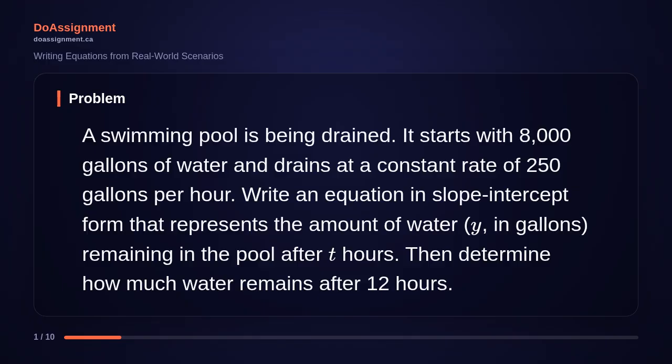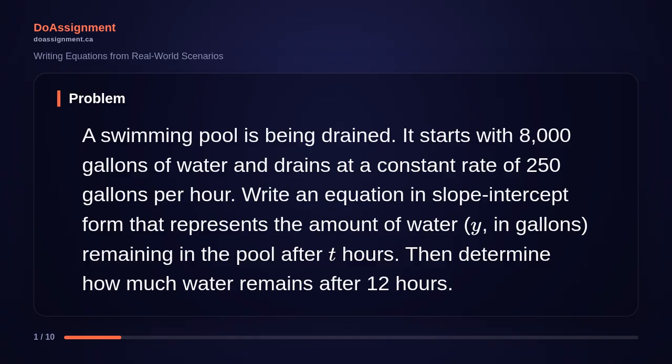A swimming pool is being drained. It starts with 8,000 gallons of water and drains at a constant rate of 250 gallons per hour. Write an equation in slope-intercept form that represents the amount of water, y in gallons, remaining in the pool after t hours. Then determine how much water remains after 12 hours.